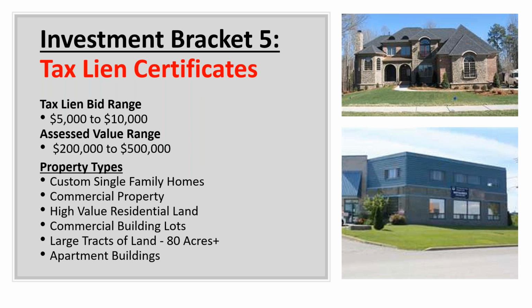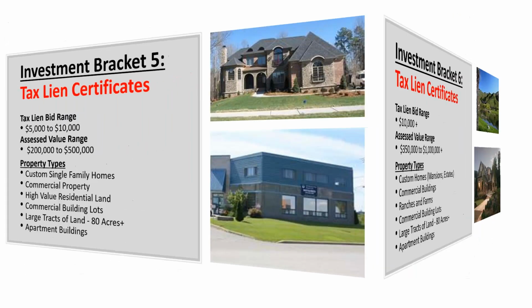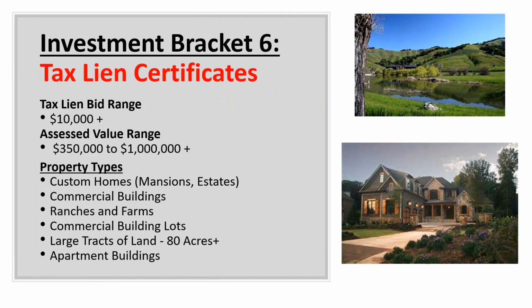For bracket 5, we've got liens between $5,000 and $10,000, and generally assessed values of $200,000 to $500,000. Generally custom homes and nicer commercial properties. You'll start getting into apartment buildings here, smaller ones like duplexes, triplexes, and eightplexes, plus bigger chunks of land and bigger commercial properties as well.